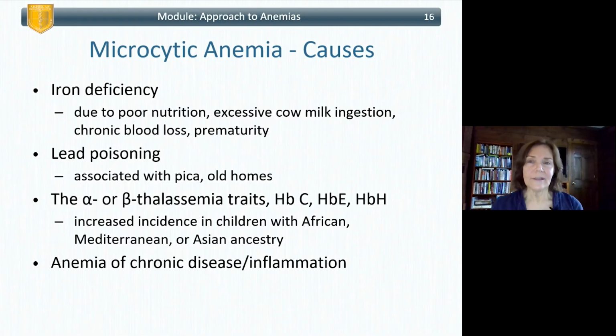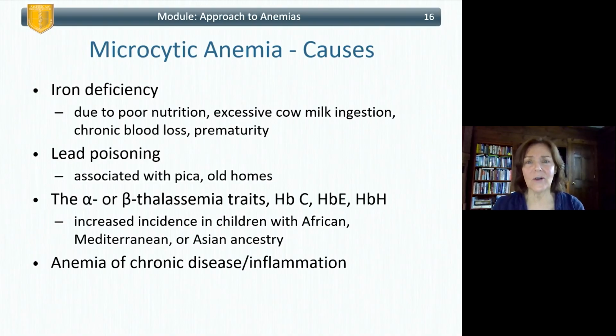So, microcytic anemia, what are the causes of this? Well, iron deficiency is one of the most common causes in the United States. It is seen in 10% of children. It's usually due to poor nutrition, whether that be from excess cow milk ingestion, or chronic blood losses.